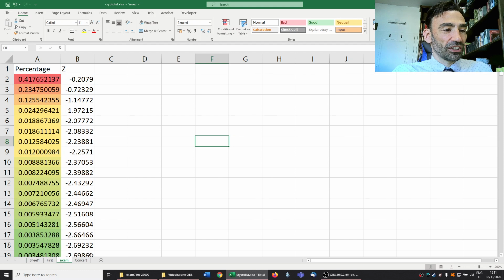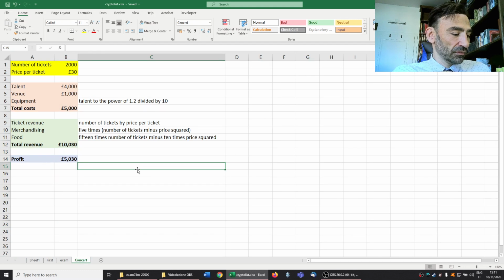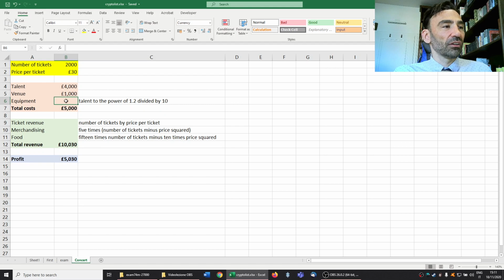In sheet concert, you find the budget of a concert in the good old days when they were possible. Fill in the 4 missing formulas using the indications written in column C. So number of tickets, price per ticket, talent, which is how much you pay for your rock star, venue, how much you pay for the place, and equipment: talent to the power of 1.2 divided by 10.